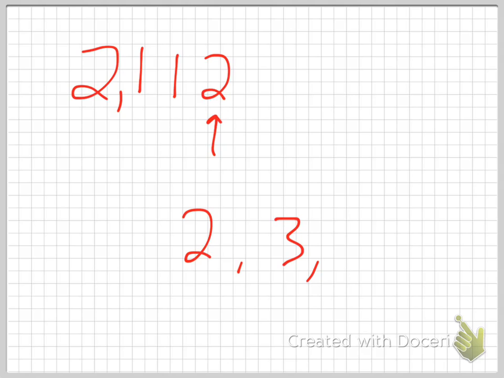Is it divisible by 9? No. How do you know? 2 plus 1 plus 1 plus 2 is 6. Does 9 go into 6 evenly? No, not 9. What about 10? No. So what's my answer? 2 and 3. How many of you got 2 and 3? That's the answer. What did you put, Jonathan? All right.